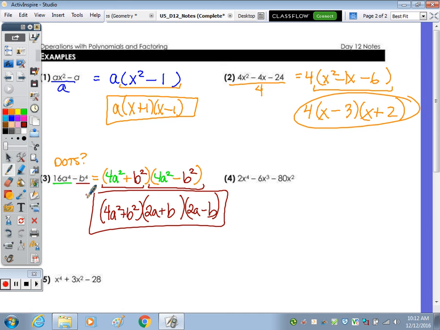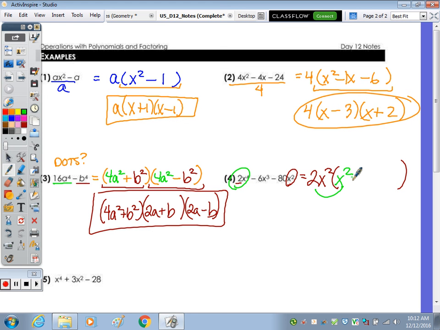2x to the 4th, minus 6x cubed, minus 80x squared. So they're all even, and the lowest number is a 2, which does go into each, so that's my GCF numerically. And then algebraically, your GCF is going to be your lowest exponent, so 2x squared. Another way of dividing is to ask yourself, if I have 2x squared, what do you need to multiply it by to get 2x to the 4th? And that would be x squared.